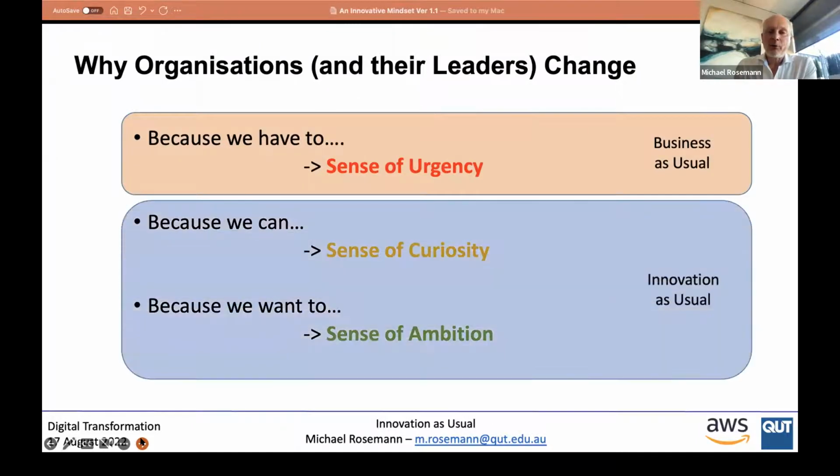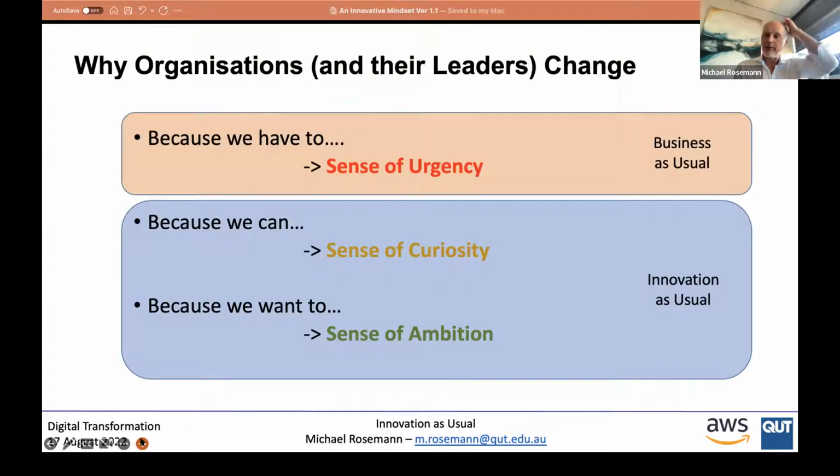What is more interesting, because it's more voluntary, are the other two types of change. The changes that occur because we're curious or because we are ambitious. And organizations that can handle both the business as usual and the innovation as usual will be able to always explore today's and tomorrow's opportunities.